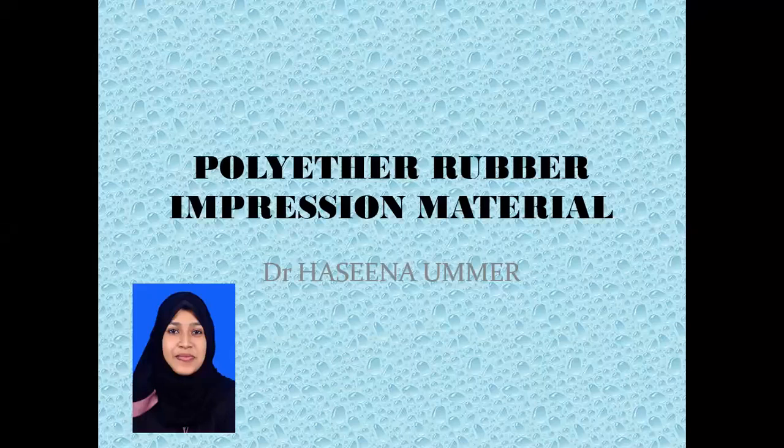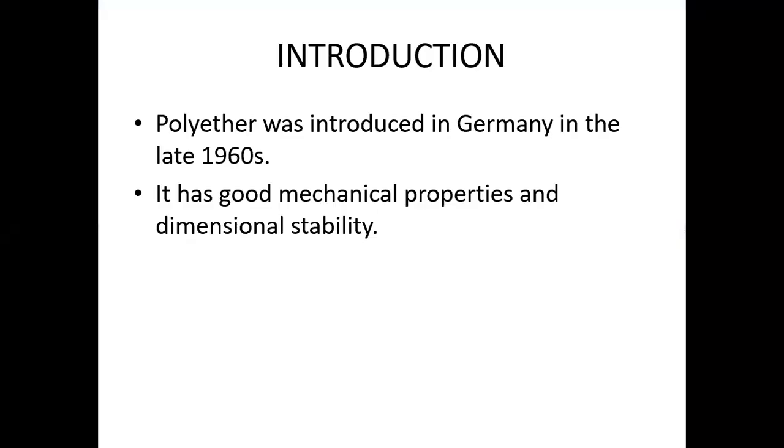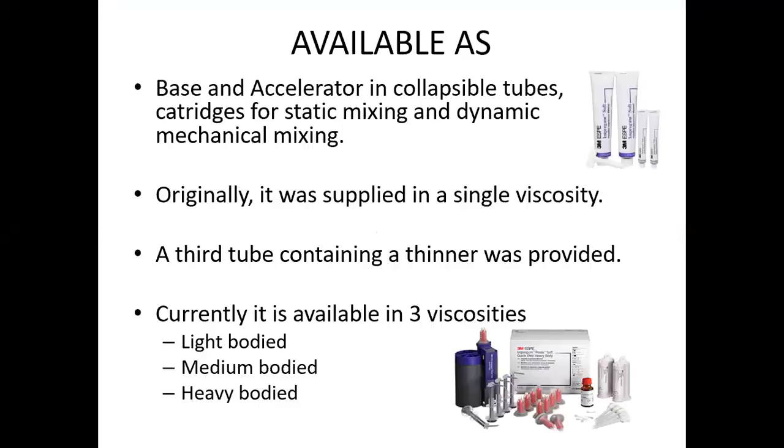Good morning, all. Today's topic is polyether rubber impression materials. Coming to the introduction, polyether is an impression material which was introduced in Germany in the late 1960s. This is a material which has good mechanical properties and good dimensional stability.